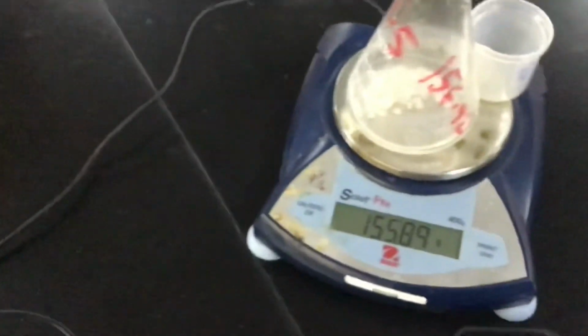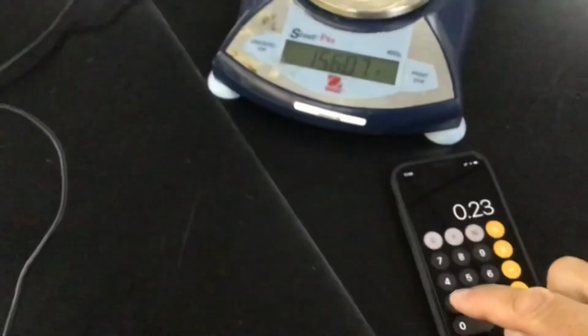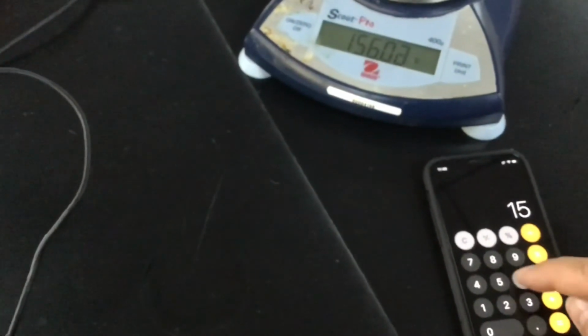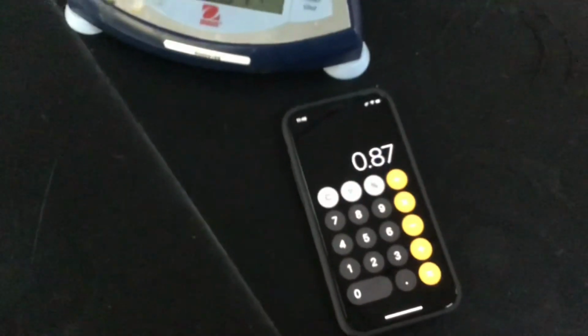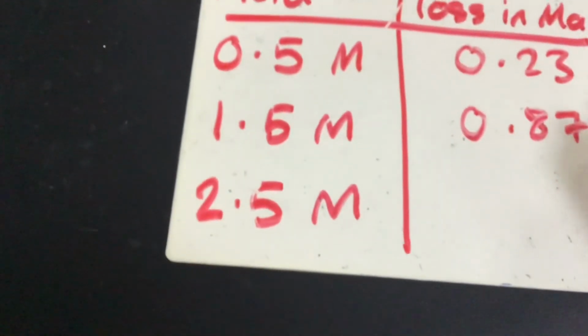So that was 156.92. Subtract the 156.05 that is now, shows a 0.87 gram loss. 0.87 grams. We can already start to see the pattern emerging that you may have predicted at the start.